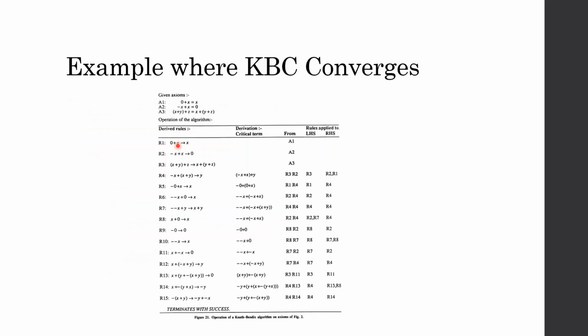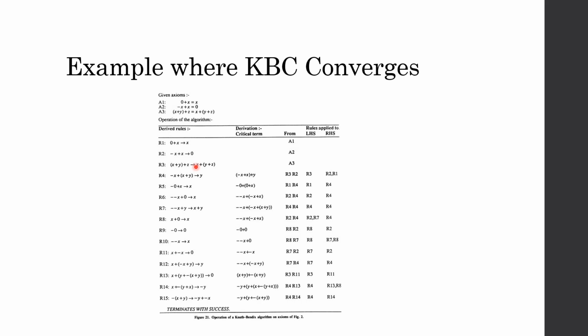Okay, so let's see an example where the Knuth-Bendix completion converges. Now we have axioms A1 to A3. Note that we take away the x plus 0 equals x, the other direction of this, because eventually, if you notice at R8, it will eventually be generated. So start with this. Then we try to superpose R1 with R1, R1 with R2, R1 with R3, R2 with R3, R2 with R2 itself, and lastly R3 with R3 itself.